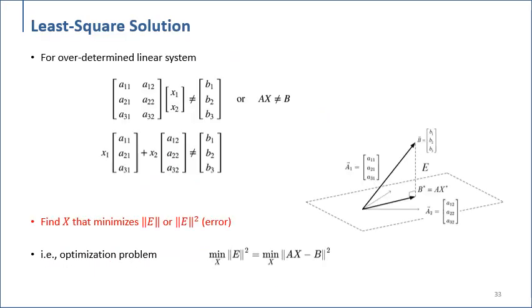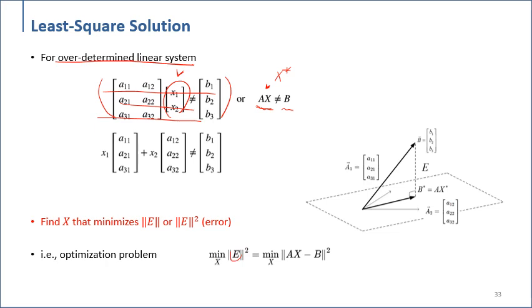Yeah. So in the case of an overdetermined linear system, we cannot find a solution that satisfies all three equations. Here we cannot find appropriate x1 and x2 that satisfy the three equations at the same time, so there is no solution. But we can find a proper approximated solution x star that minimizes the error between Ax and b.